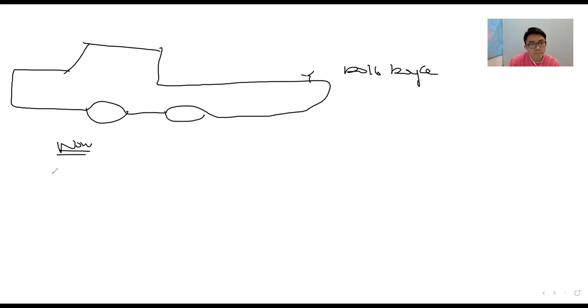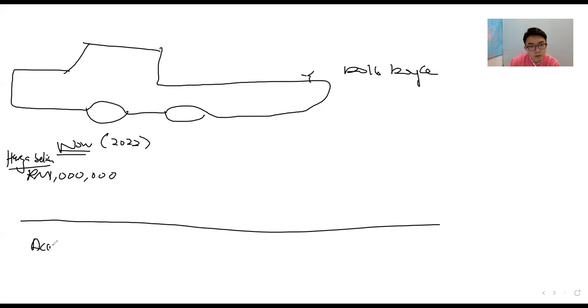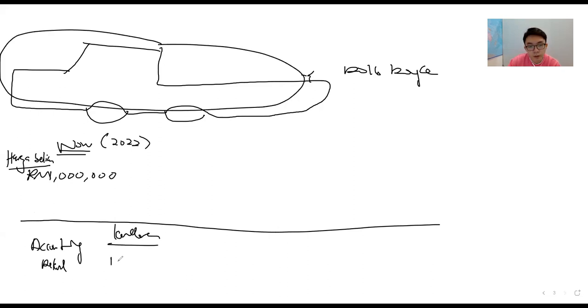Okay, so let's say when you buy it now, it is 1 million. Okay, RM 1 juta, 1 million. Okay, this is harga belian. Okay, so now is 2022. So when you record in your accounting record, this kendaraan, okay, this car, I will record it as 1 million. Okay, this is in 2022.